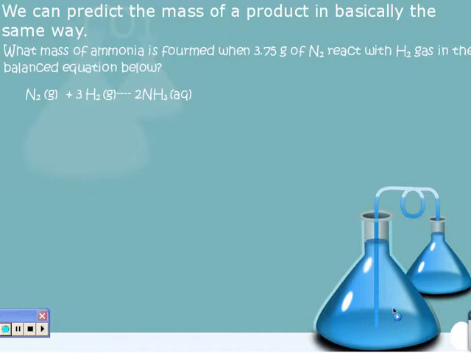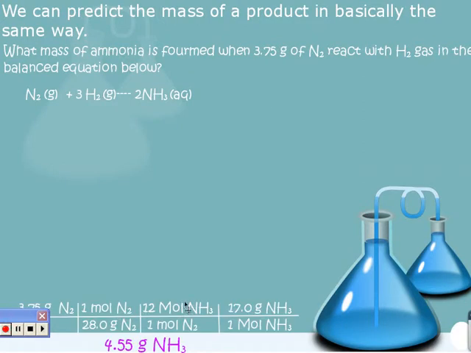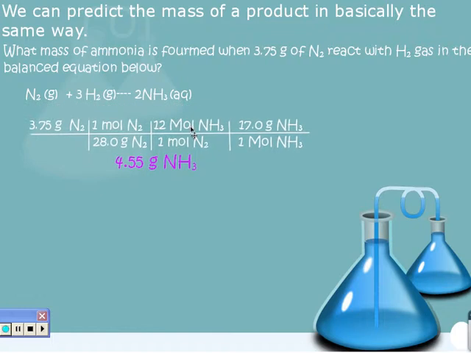Okay, so we can predict the mass of a product in the same way. If we wanted to know how much ammonia was formed from that same 3.75 grams of nitrogen, how would we do that? Well, the equation is balanced, so that's a pretty easy deal. So we have this 3.75 grams of nitrogen, times 1 mole of N2 over 28 grams, times 2 moles of NH3 over 1 mole of N2, times 17 grams of NH3 over 1 mole, which gives 4.5 grams of ammonia.